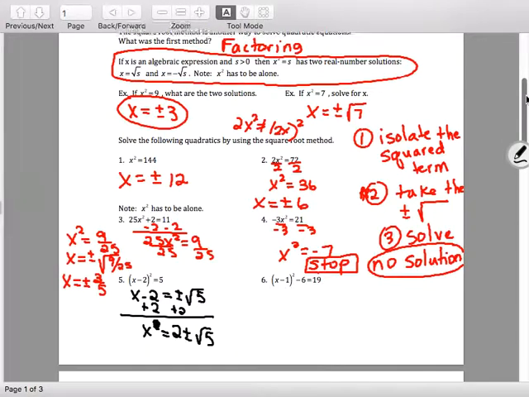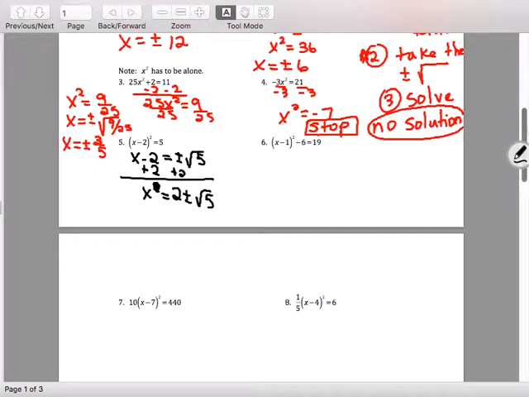Now, radicals need to have like terms in order for us to be able to combine them. So my answer is just 2 plus radical 5 and 2 minus radical 5. Do you understand that's 2 answers? That's 2 separate answers.